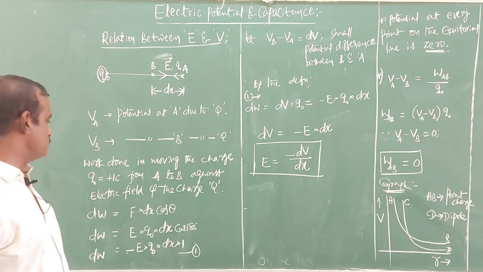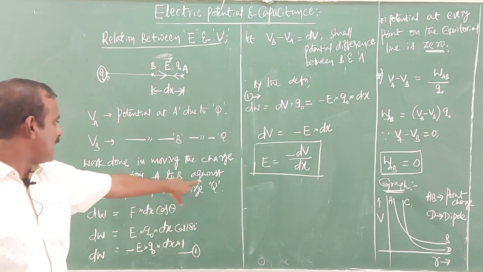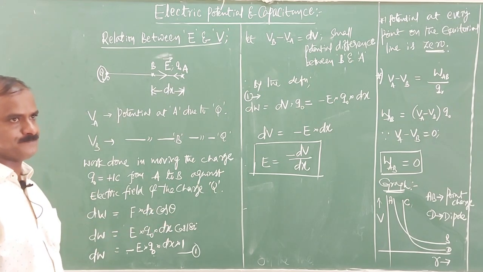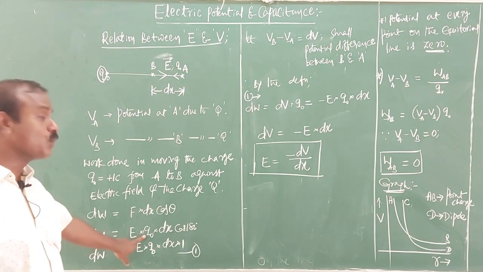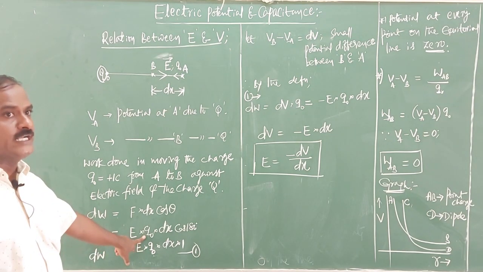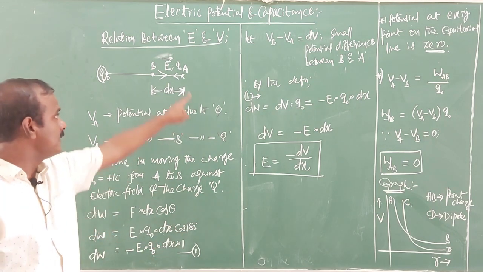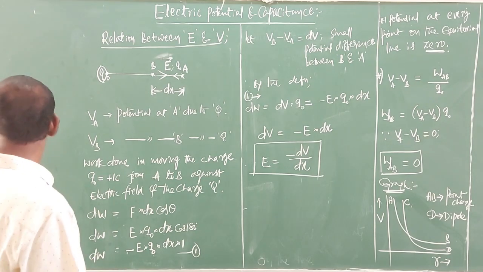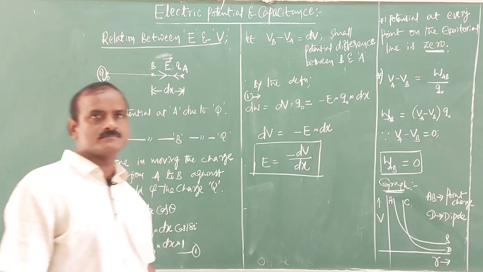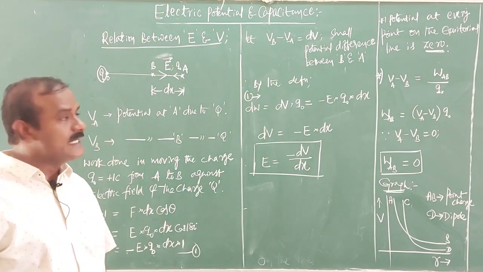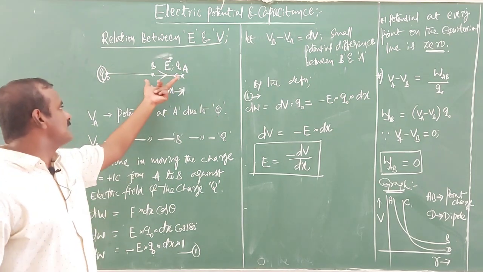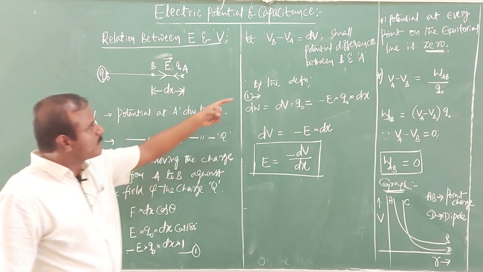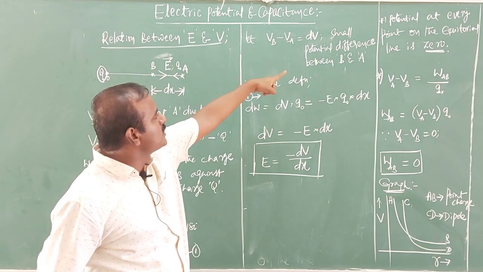of 1 coulomb, unit value, from A to B against the electric field of the charge Q, then dW is F dx cos theta. F is E into Q naught, by the definition force is equal to field into charge, into dx cos 180 degrees, because the charge is moving opposite to the field, cos 180 is minus 1. We consider VB minus VA, the potential difference between points B and A, a small potential difference because they are separated by a small distance. Hence, we also have a small work done dW.